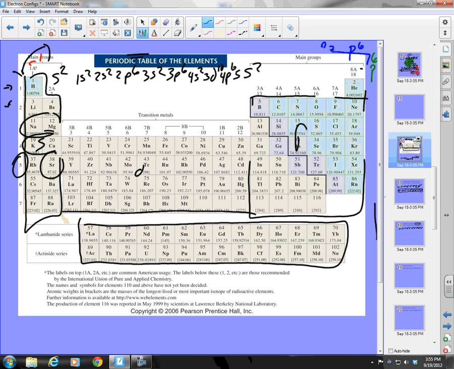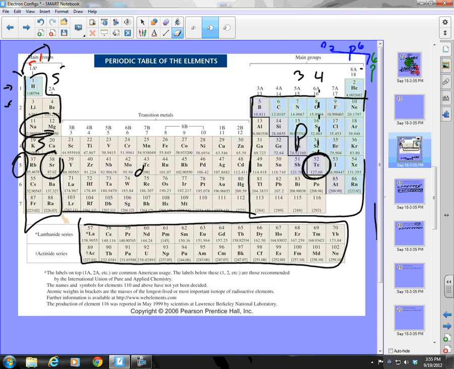Good. We're in the P block. Where's my tellurium? Here's tellurium right there. And so it's in the P block. It would be what? P1, P2, P3, P4. So it is a P4. Say P4. Good. So P4, now what period is it? It's the fifth period. So it's a 5P4.